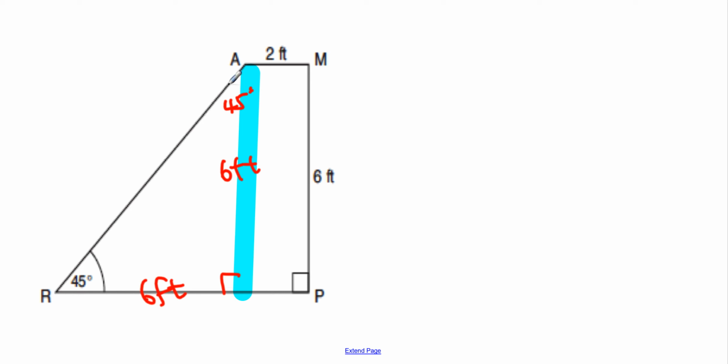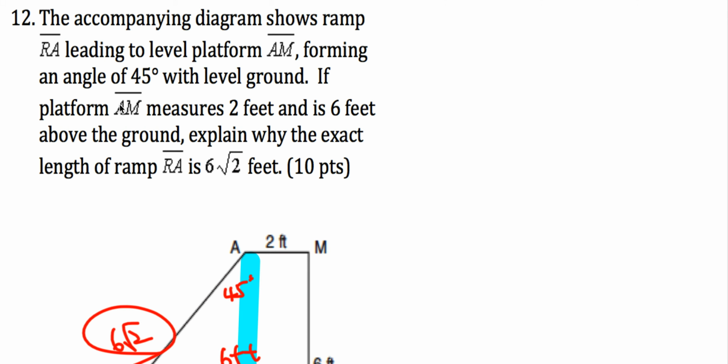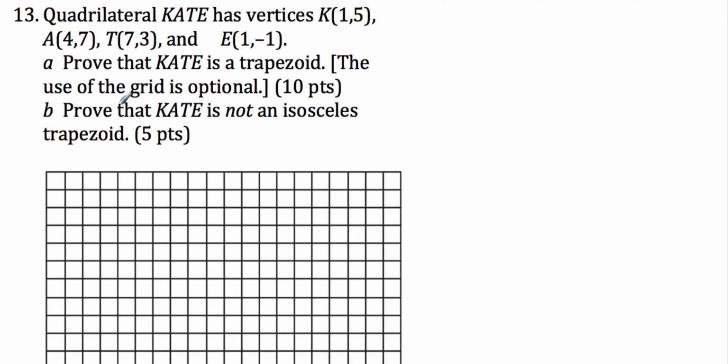Now, then how do you find the hypotenuse? You can use the Pythagorean theorem, or you can say 6, 6, 6 radical 2. By that ratio, we were able to figure that out as well. All right, let's look at number 13. The quadrilateral KATE has vertices of that. So let's try to plot the points first.